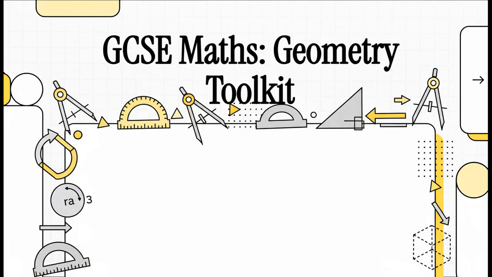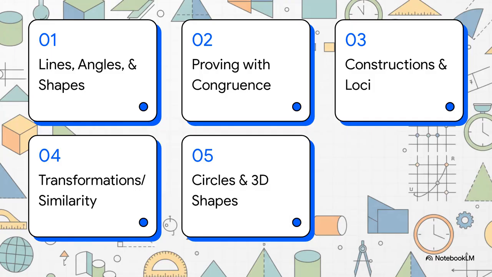All right, let's dive into a rapid-fire revision on geometry and measures for your GCSE higher tier exam. Think of this as building your essential toolkit, getting you ready to tackle any question the examiners can throw at you. So, here's the game plan. We've got 5 key sections.